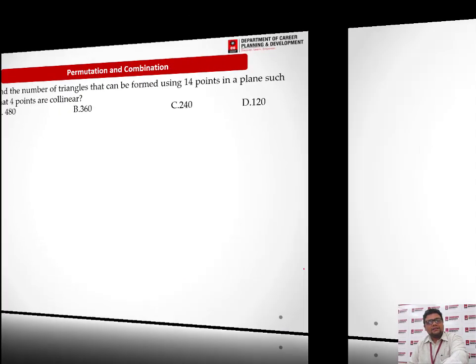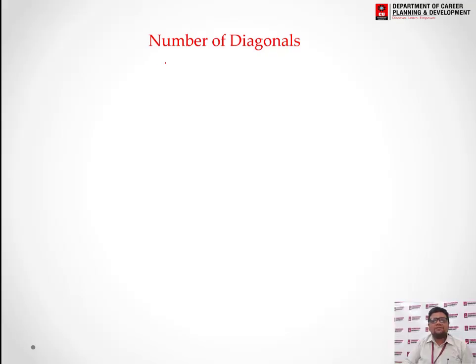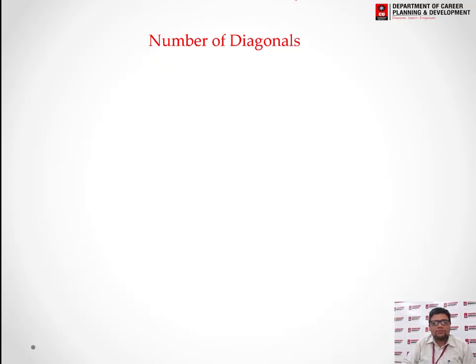Now let us see the next concept. Next we have to find the number of diagonals that can be formed from any figure. Let us start with a simple diagram, that is a triangle.